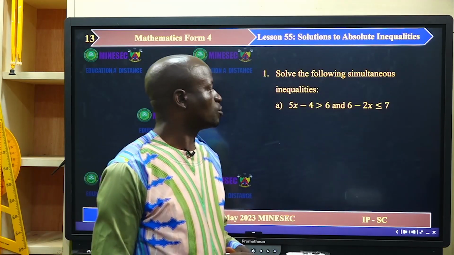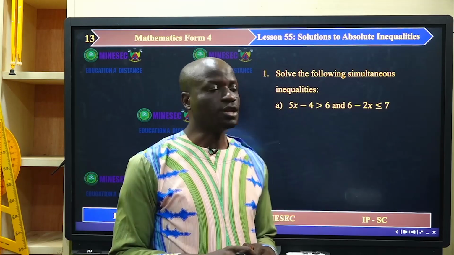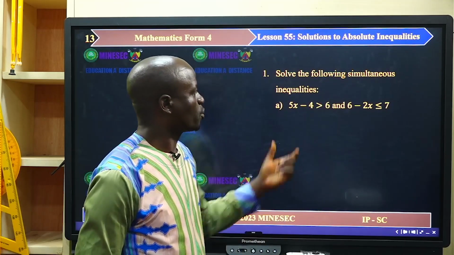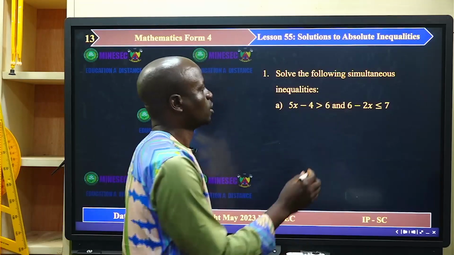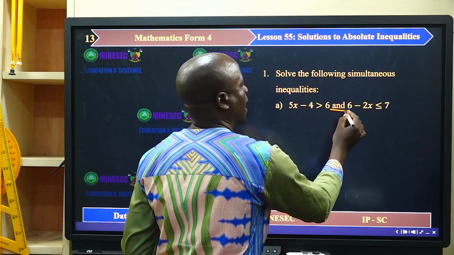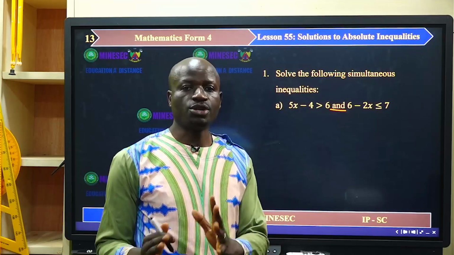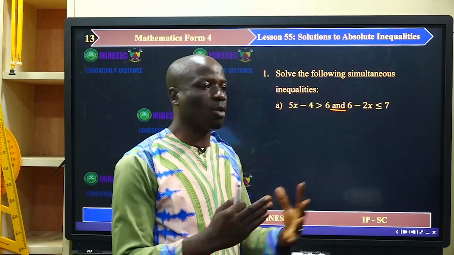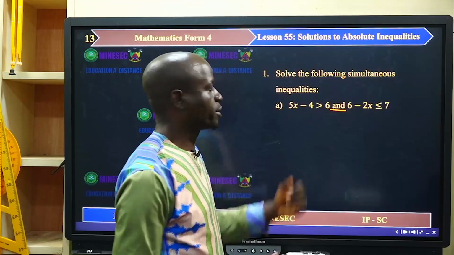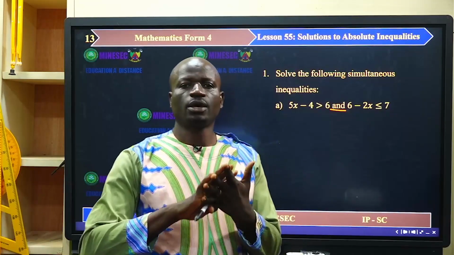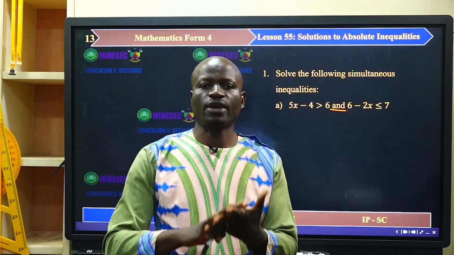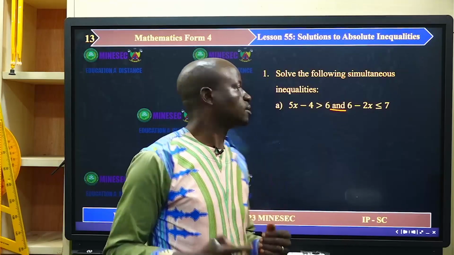Solve the following simultaneous inequalities. So we have two inequalities linked by this word "and." So we will solve this first linear inequality, solve this one, but we will combine all of them using the word "and." Again, "and" means that region or the interval which intersects.